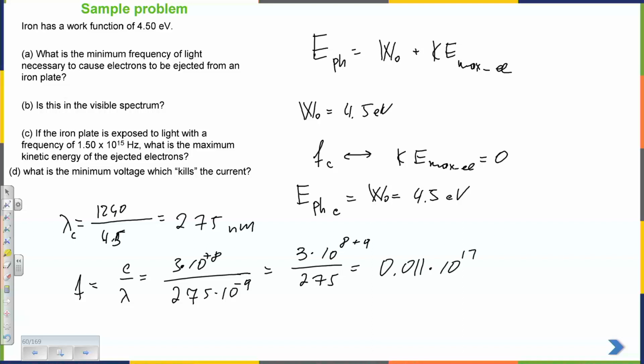That's 0.011, 17. So people usually end up like 14 or 15. So if I move 1, 2, 3, or 11, 14. Something like that. So 1.1 times 10 to the 15th. So now we can compare this number with the next number. The next number is higher. So light with this frequency definitely will eject photoelectrons. And of course, now we can calculate the kinetic energy of those electrons.